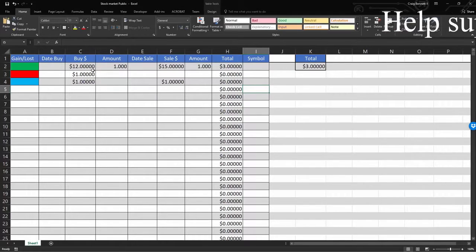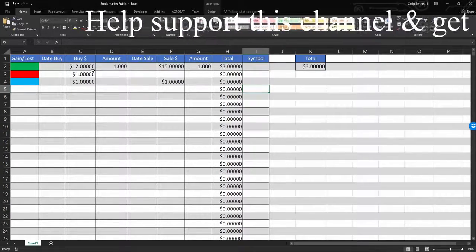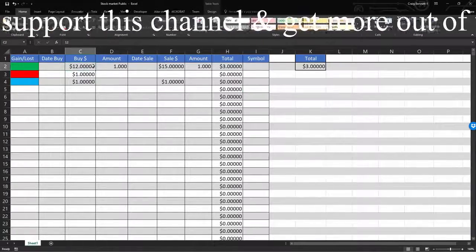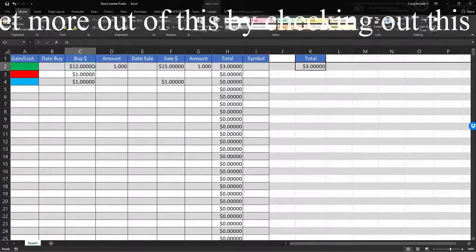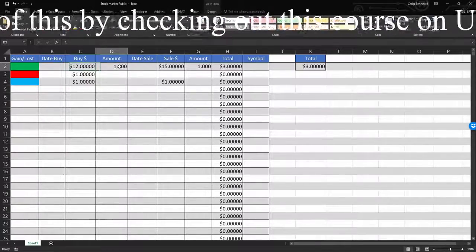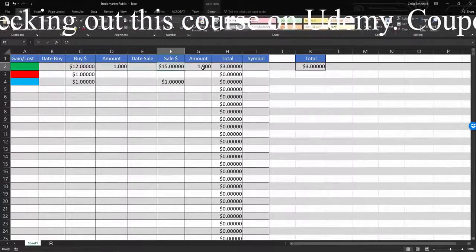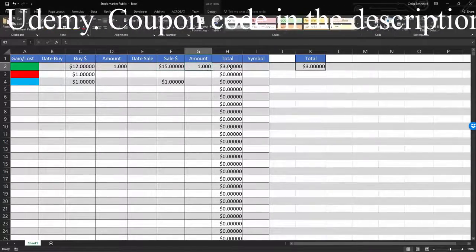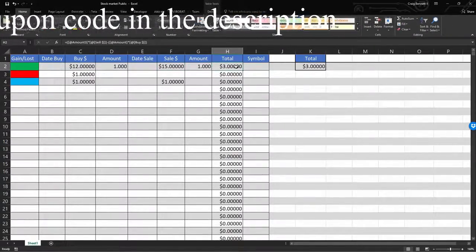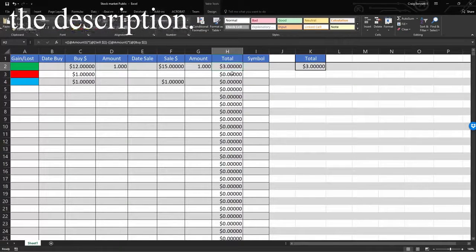So in this case, let's say for example you bought this given stock, whatever it may be, at $12 per share, and you only bought one share, and then you sold it later at $15 per share, and then you made only $3 out of the entire transaction.